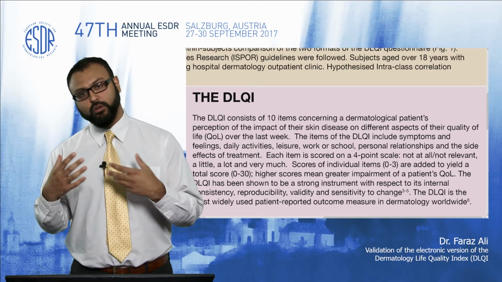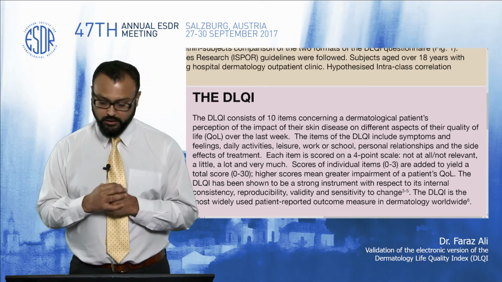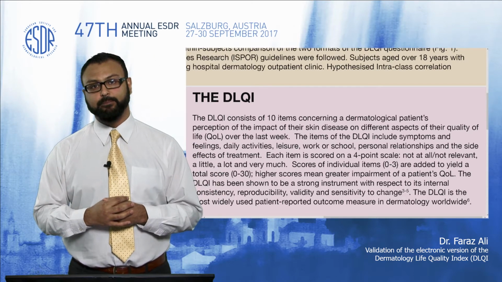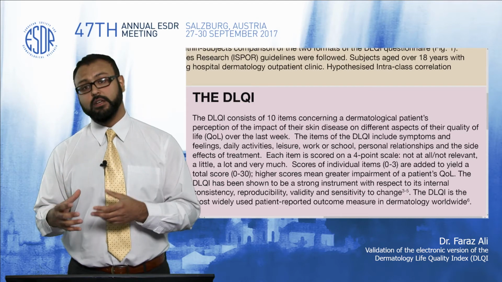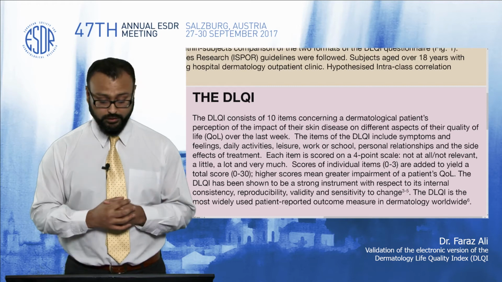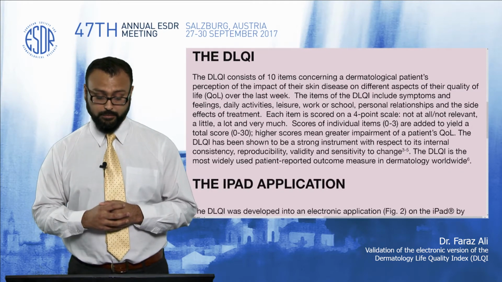So each item is scored on a 0 to 3 score on a 4-point scale, and then you add up the total score at the end of the DLQI, and it gives you a total score ranging from 0 to 30. 30 being the worst possible quality of life, and 0 being perfect quality of life. So the higher the score, the worse the patient's quality of life impairment.